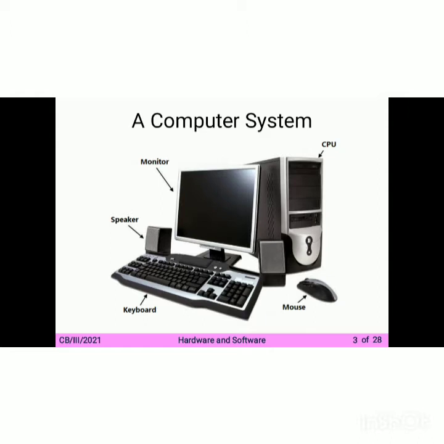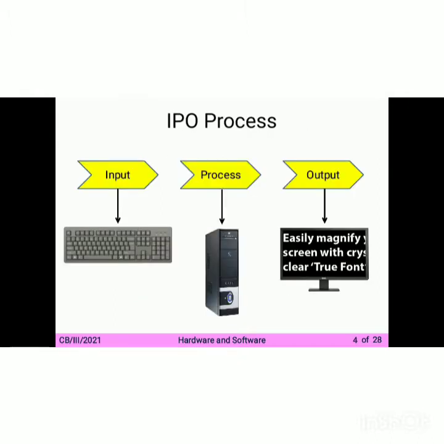Now let us know more about the computer. Here is an IPO process. The first one is input, that is keyboard. Process is in the middle, that is central processing unit, CPU. And the last one is output, that is monitor.